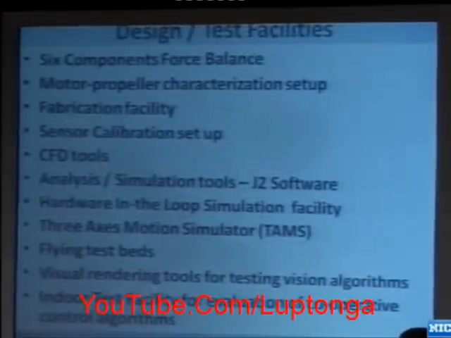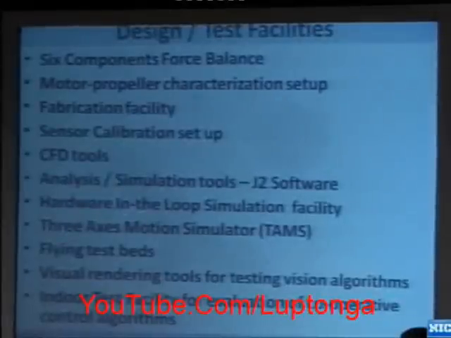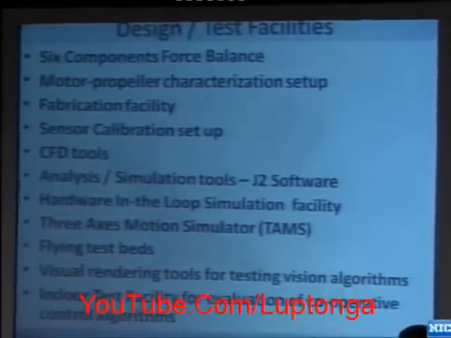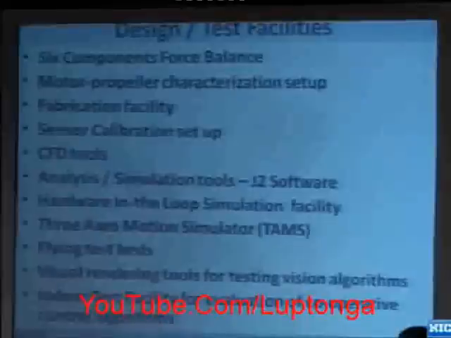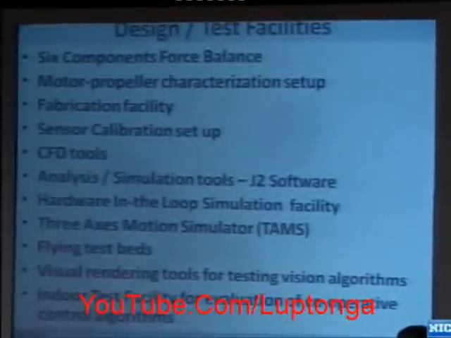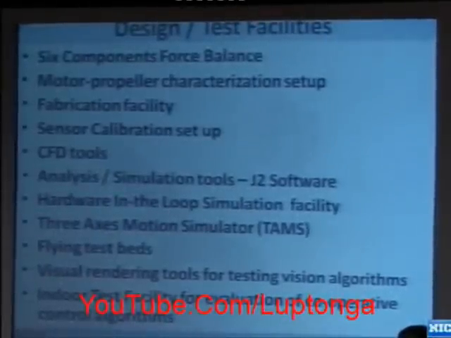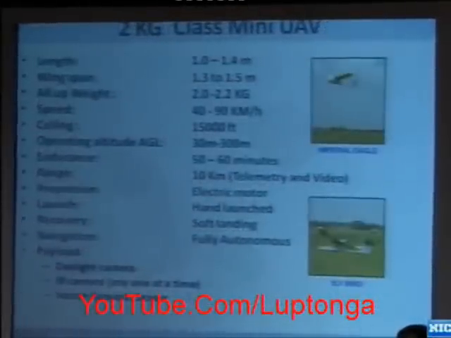And many of the design facilities have been set up here. We are also now going to set up an indoor test facility, as shown yesterday by Professor Jonathan How, where we can have a motion sensor without using IMU, and we'll be able to get very high positional accuracy, both the three linear positions and three attitudes, when it is being sensed.